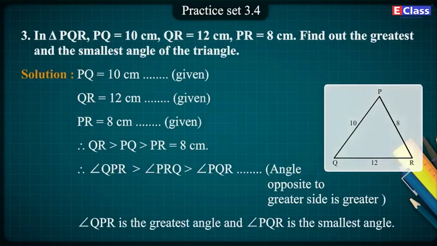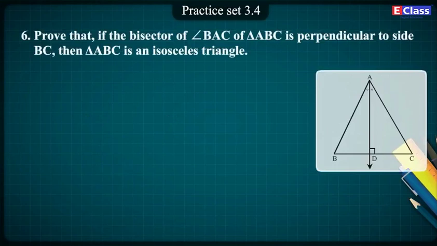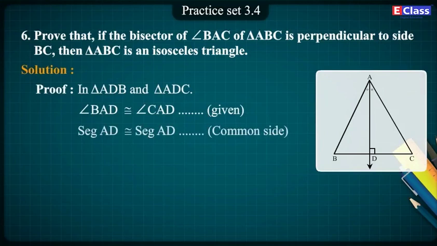Question number 6. Prove that if the bisector of angle BAC of triangle ABC is perpendicular to side BC, then triangle ABC is an isosceles triangle. Solution: proof. In triangle ADB and triangle ADC, angle BAD is congruent to angle CAD, which is given. Segment AD is congruent to segment AD as it is the common side.